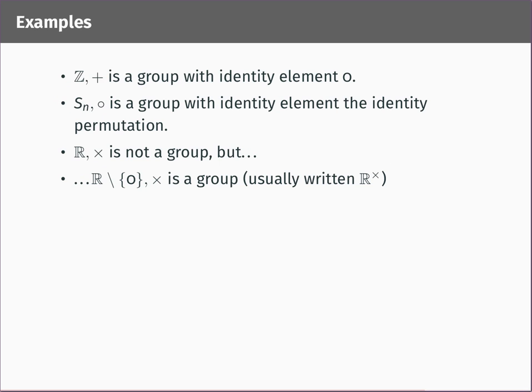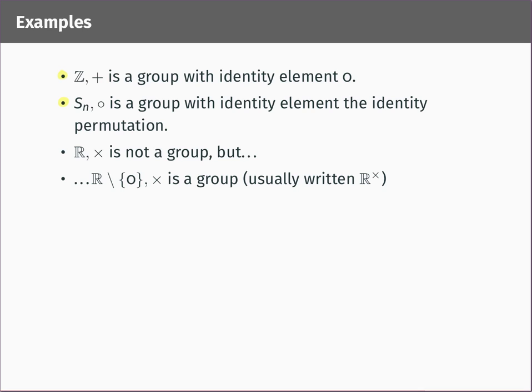So let's return to some examples of groups. I want to convince you that you actually already know many, many examples of groups. First of all, we've already done this one. The set of integers together with the binary operation plus is a group, with the identity element being 0. Next, let's take Sn. You'll remember that Sn means the symmetric group on n letters, which is the set of all permutations of the set 1, 2, 3, 4 up to n.